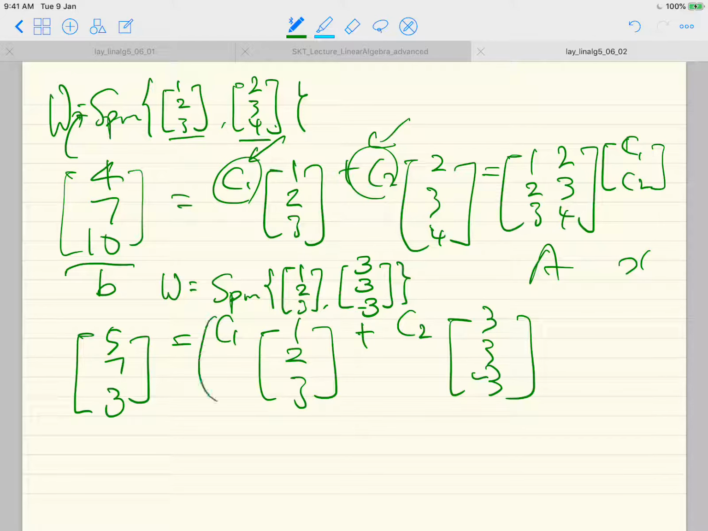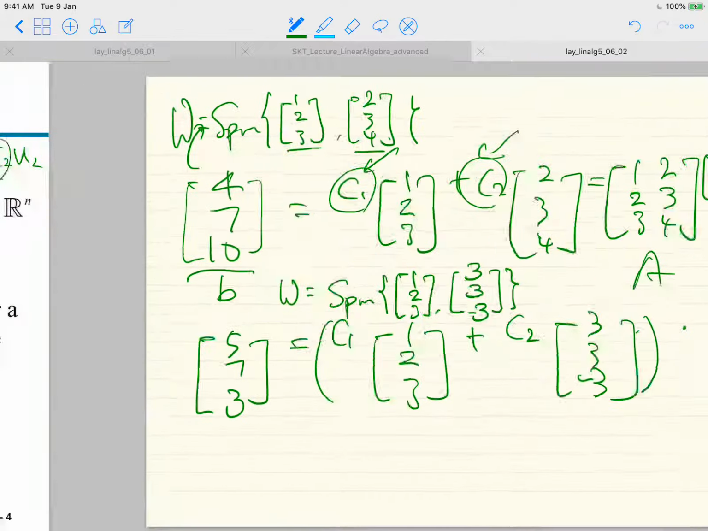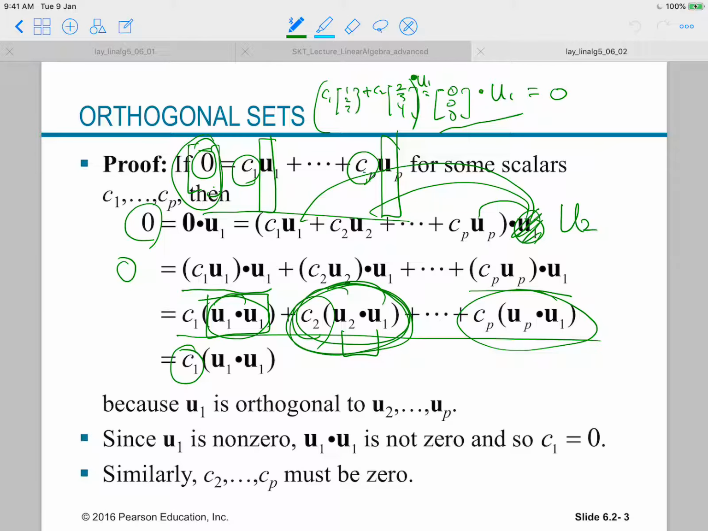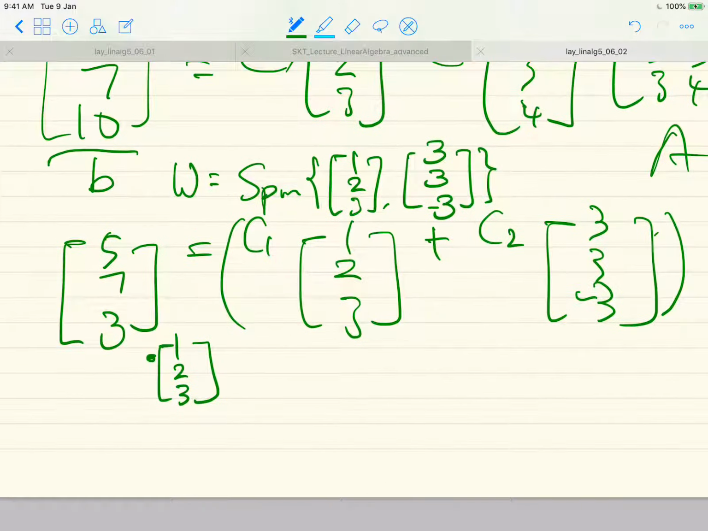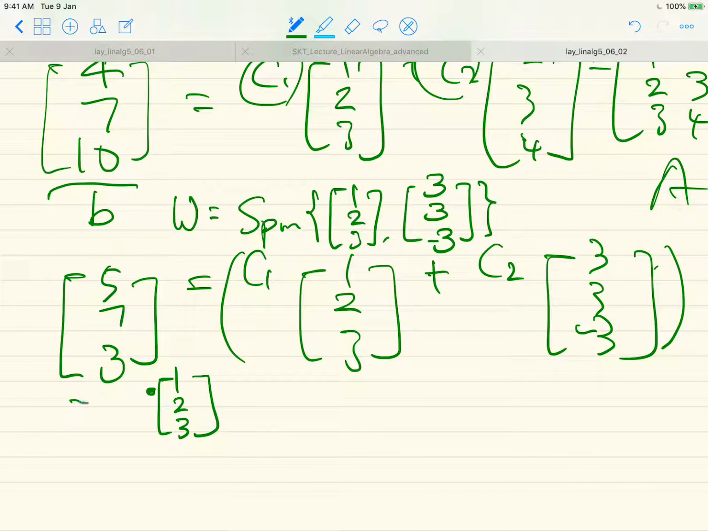So here we apply almost the same trick that we used over here to prove this theorem. So let's apply the inner product with the first vector. The inner product with the left-hand side will be what? 5 plus 7 plus 9, right? And we can easily obtain that.